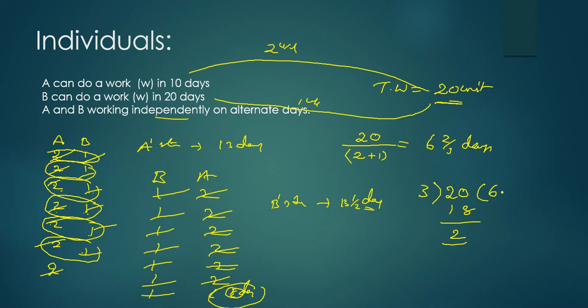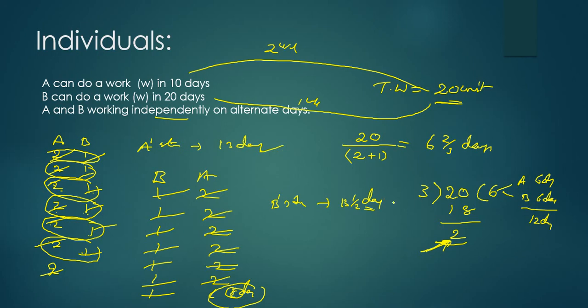In these 6 days, A is working as well as B is working. It means A 6 days plus B 6 days, because they are working independently. So 12 days are over. Now these 2 units, who will do them? Whoever starts the work will do the odd number days. If A starts the work, A will do the 13th day. A is doing 2 units per day. So if A starts the work, A can finish these 2 units on the 13th day. So if A starts, the work will be completed in 13 days. That is what we got here.